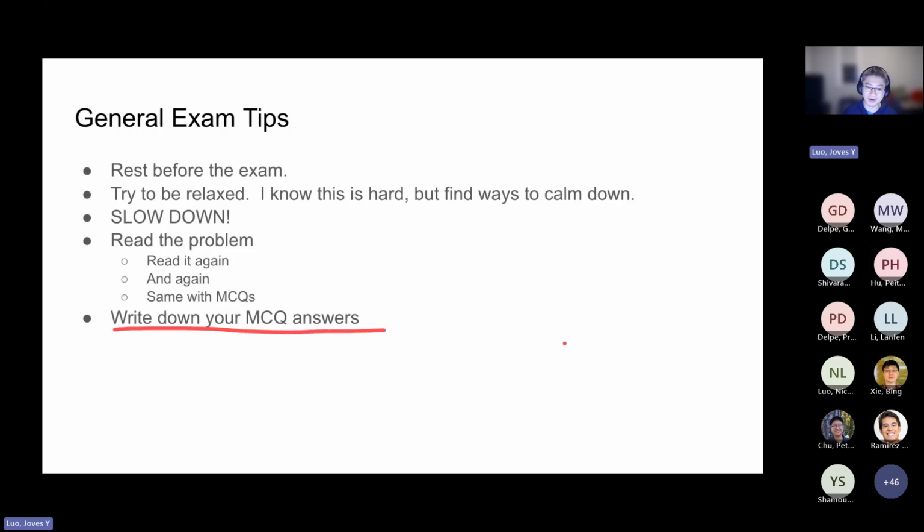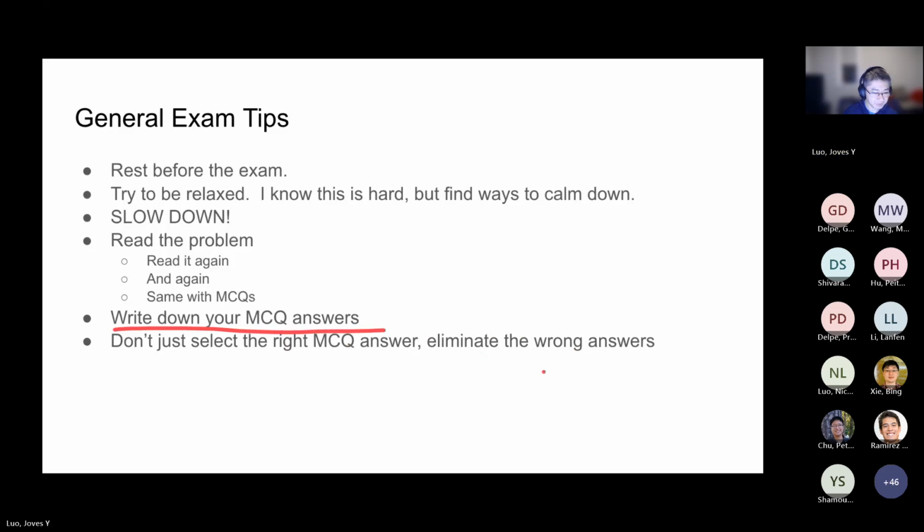It's not so big that every student will have questions dedicated to them. That would be kind of cool. But yeah, write down your multiple choice questions and answers just so that you can compare them with other students.